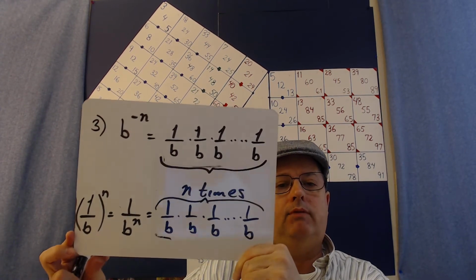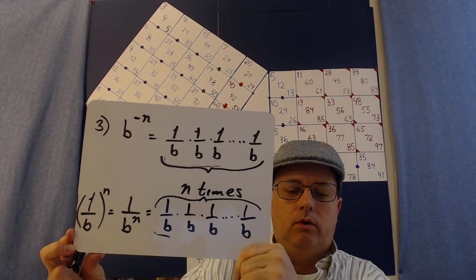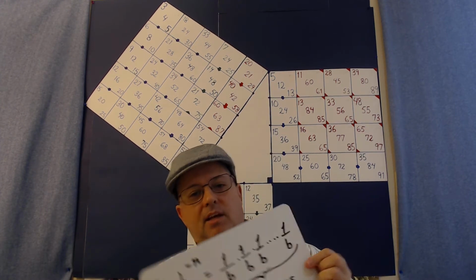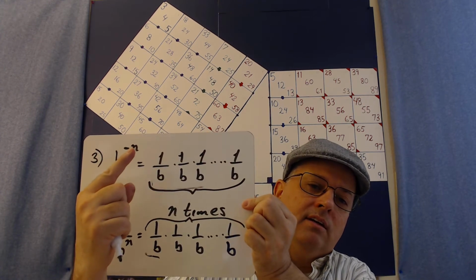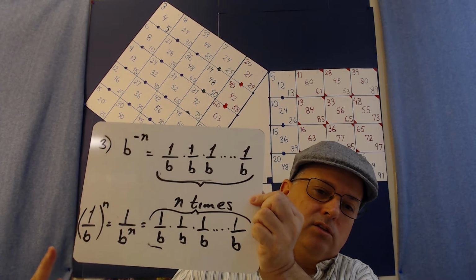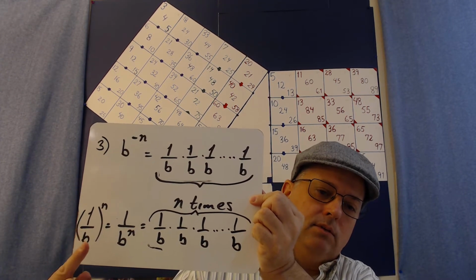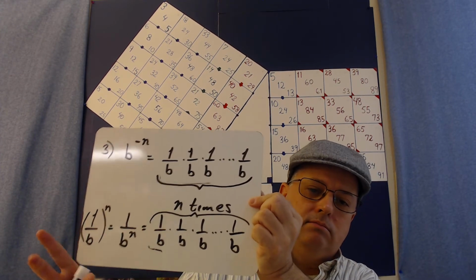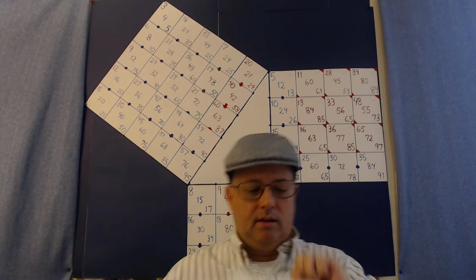So that's the idea of a negative exponent. We don't want to think that a negative exponent makes things negative. Exponents do not have that power to make things negative. That's not in their power. What is in an exponent's power is to make things divide. And so that's the meaning of a negative exponent.